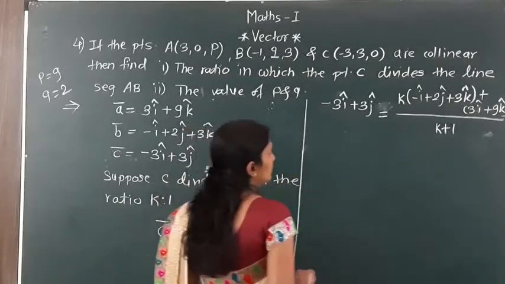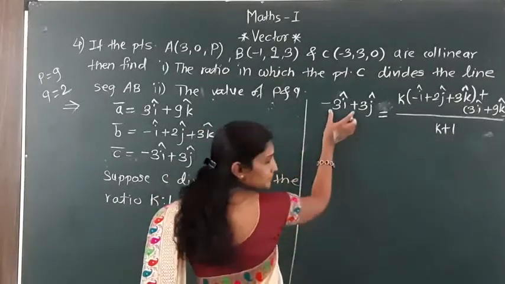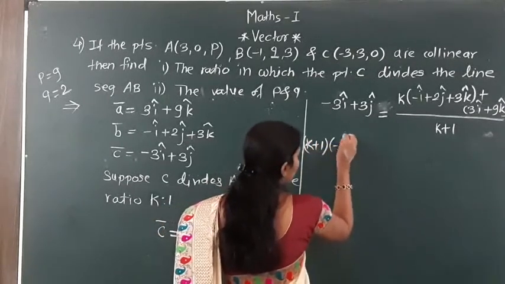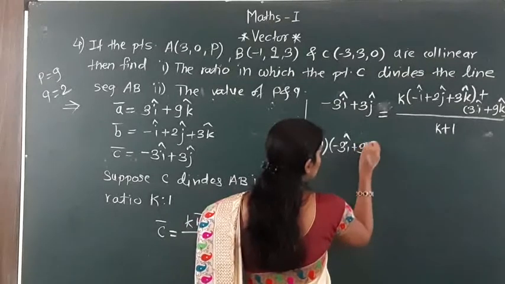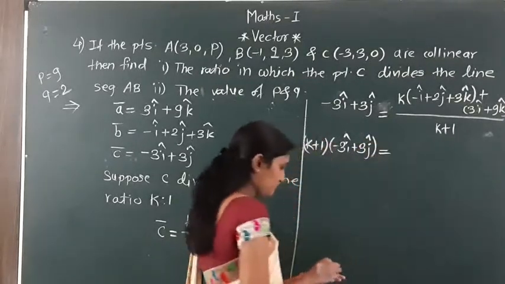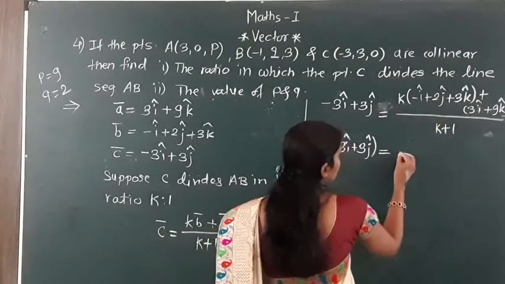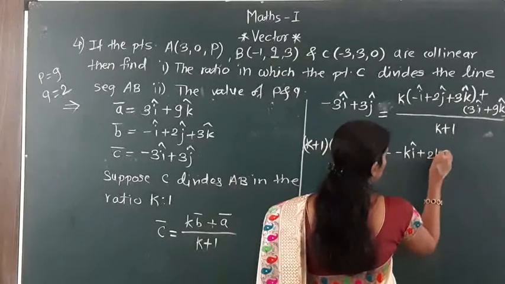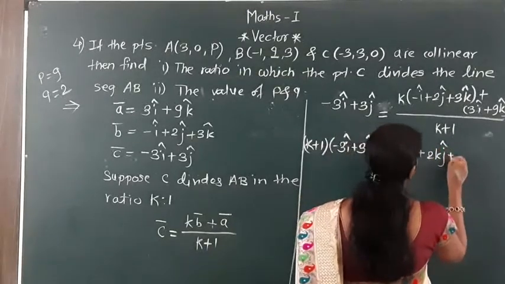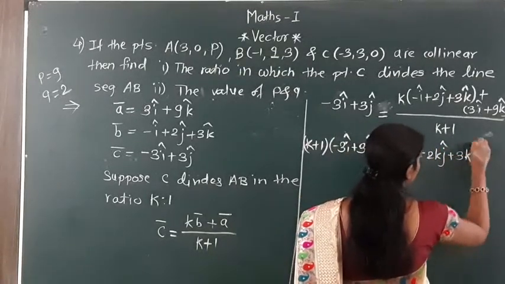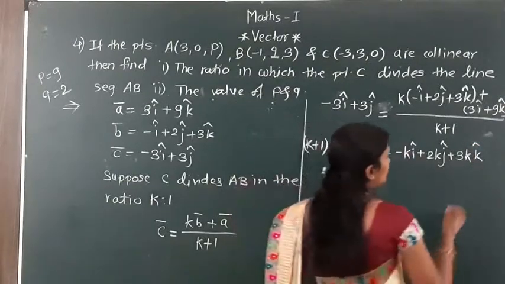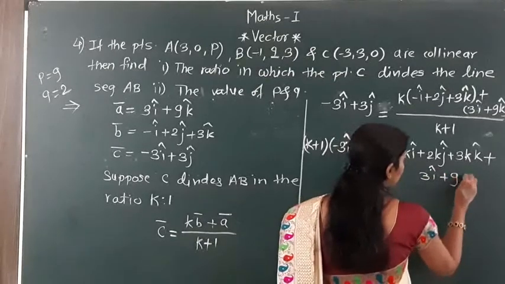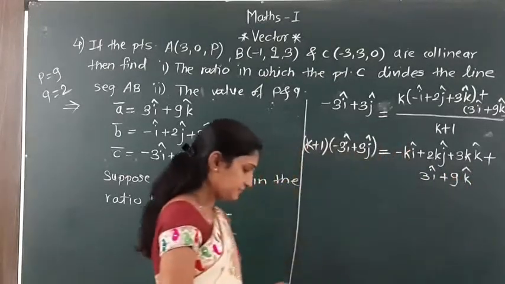Now, here k plus 1 is divided by, so multiply to this term. So (k plus 1) into (minus 3 i cap plus 3 j cap) is equal to, multiply by k, that is minus k i cap plus 2k j cap plus 3k k cap, plus 3 i cap plus 9 k cap.